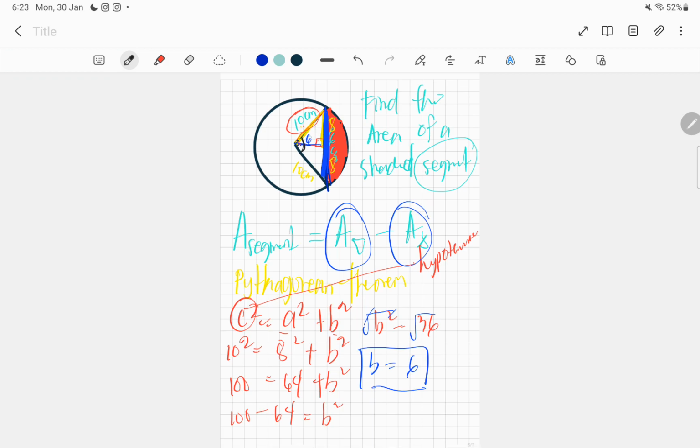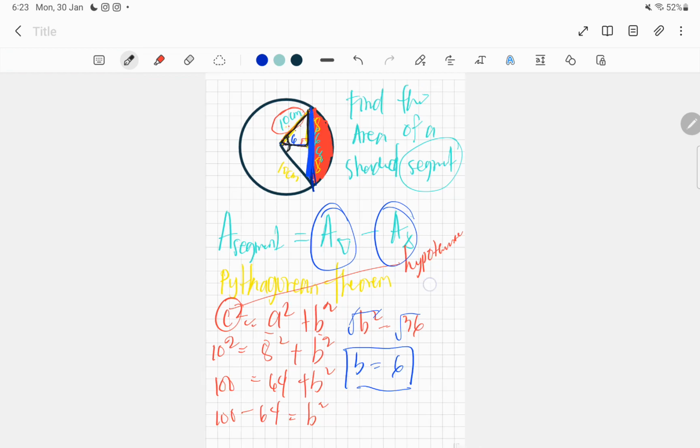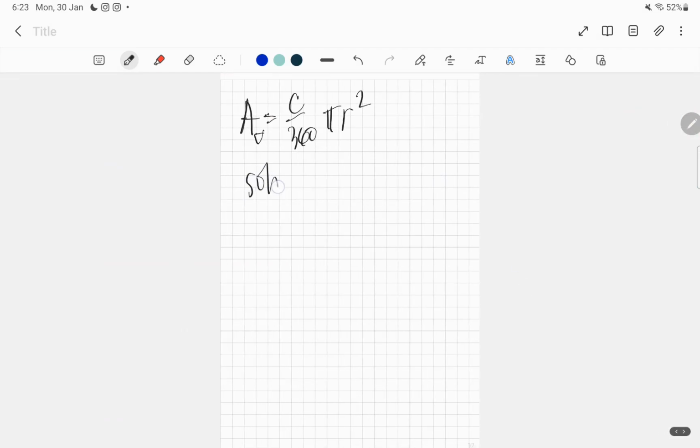Pero, para mas madali, since congruent naman yung dalawang triangle na to, diba? Ito lang muna yung pag-focusan natin. Gamit ang SOHCAHTOA. Using SOHCAHTOA, we can solve the central angle. Let's use sine. Any of these three pwede yung gamitin, as long as you identified correctly the opposite, the hypotenuse, and the adjacent. So let's use sine theta is equal to opposite over hypotenuse, or theta is equal to sine raised to -1 opposite over hypotenuse.